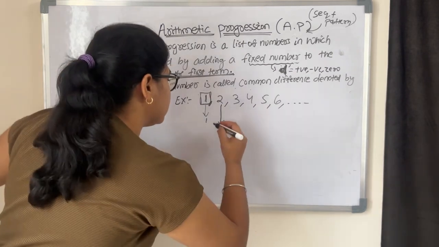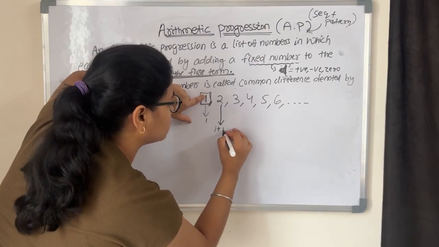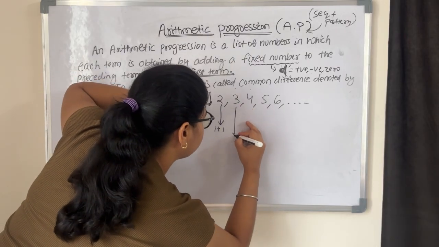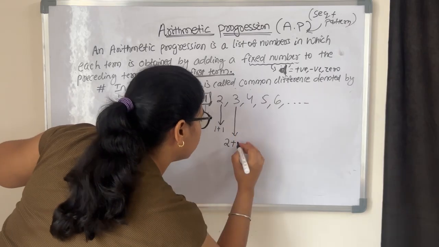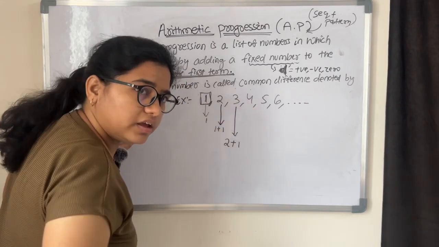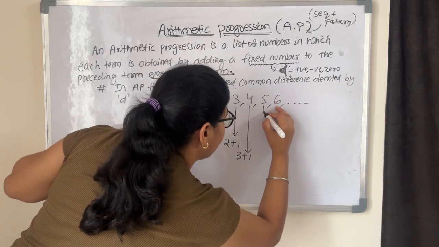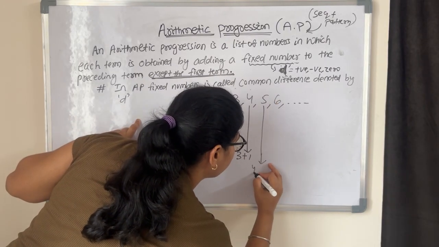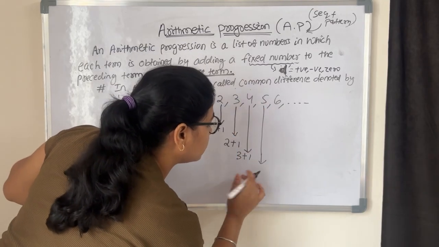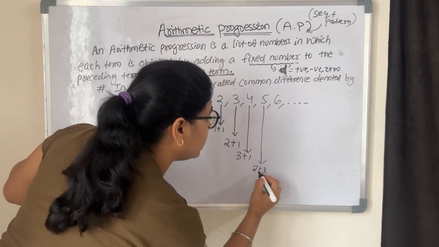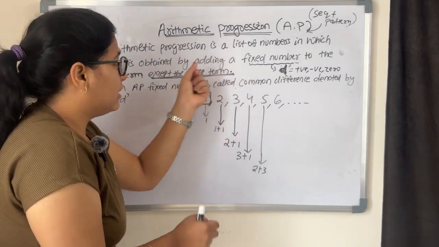Simple. See, 2 can be written as 1 plus 1. 3 can be written as 2 plus what? Preceding term plus any fixed number: 2 plus 1 is 3. So 4 can be written as 3 plus 1, and 5 can be written as 4 plus 1. With the preceding term 4, you cannot write it otherwise. See, 2 plus 3 is also 5. But how do we have to check?